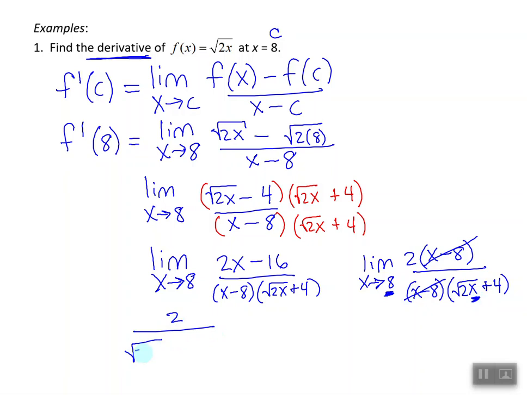2 over square root of 2 times 8 plus 4. That gives us 2 over square root of 16, which is 4. And then 4 plus 4 is 8. And we can simplify that to 1/4. This is our derivative of the function at that point, x equals 8.